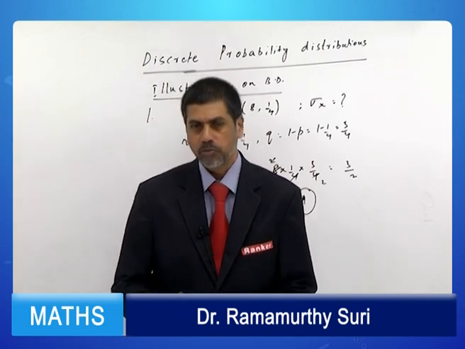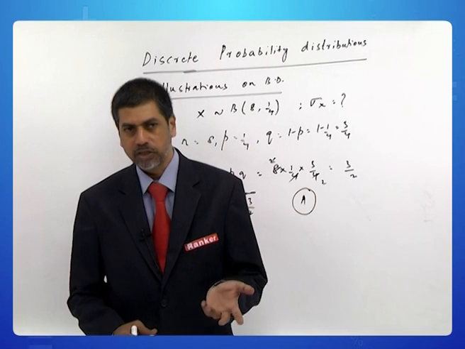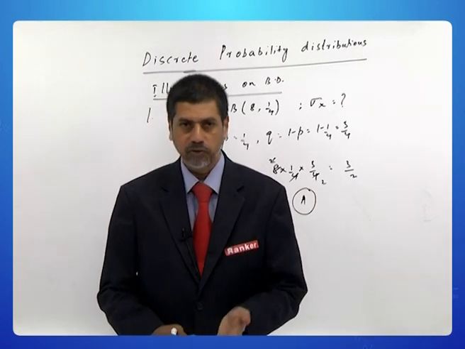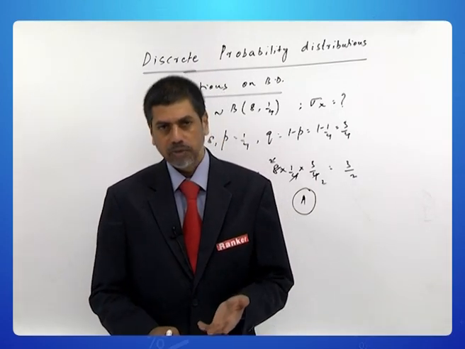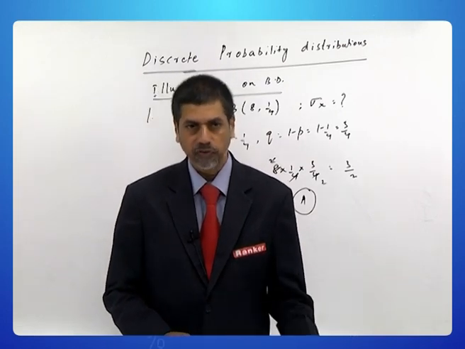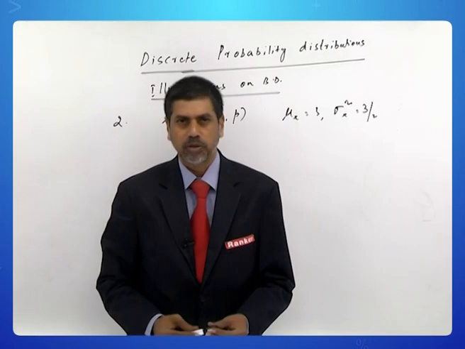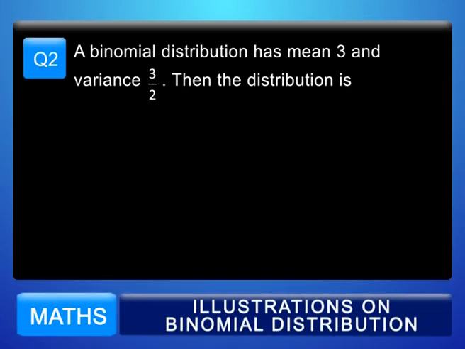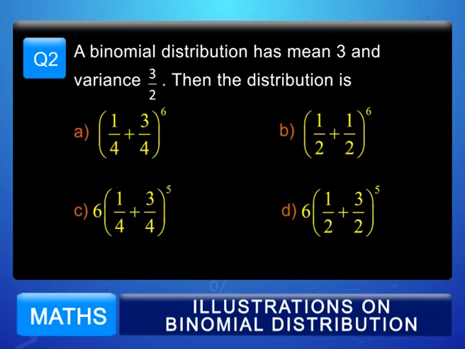The questions which are possible are, given the parameters, estimating the mean, standard deviation or variance, or given the mean and standard deviation, building a distribution, and so on and so forth, which we will see in the next few questions. Question number 2. A binomially distributed random variable has mean 3 and variance 3 by 2. Then what is the distribution?